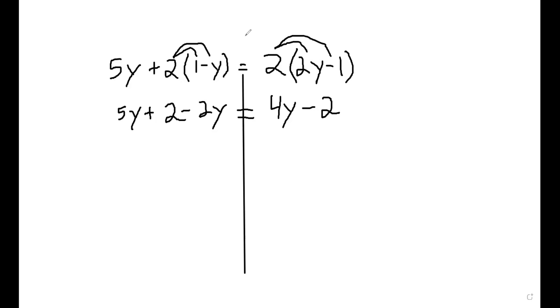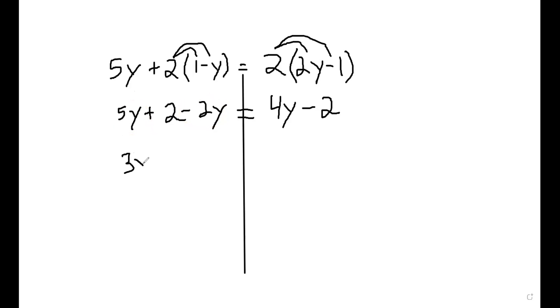Now over here, I noticed that we have a 5y and a negative 2y. So we can combine those into 3y. Now, how did I get 3y?